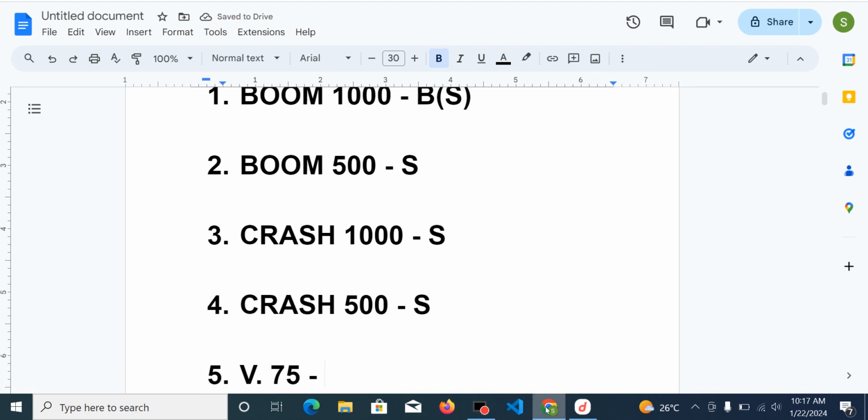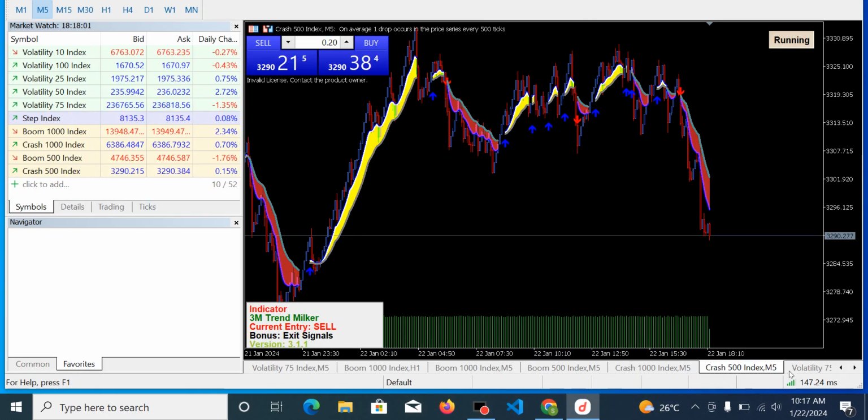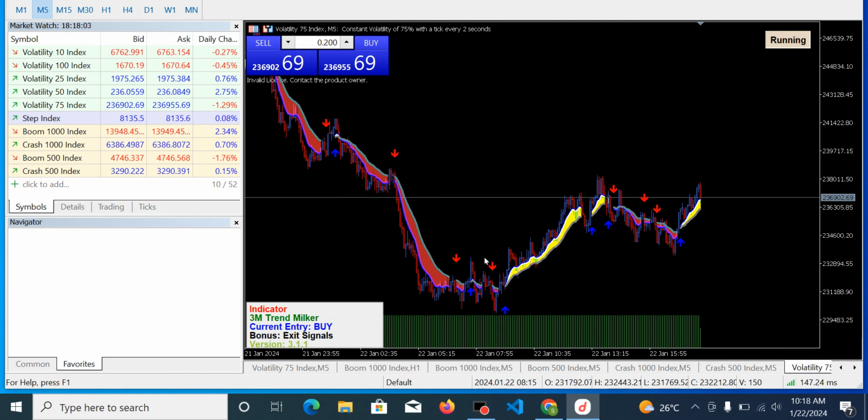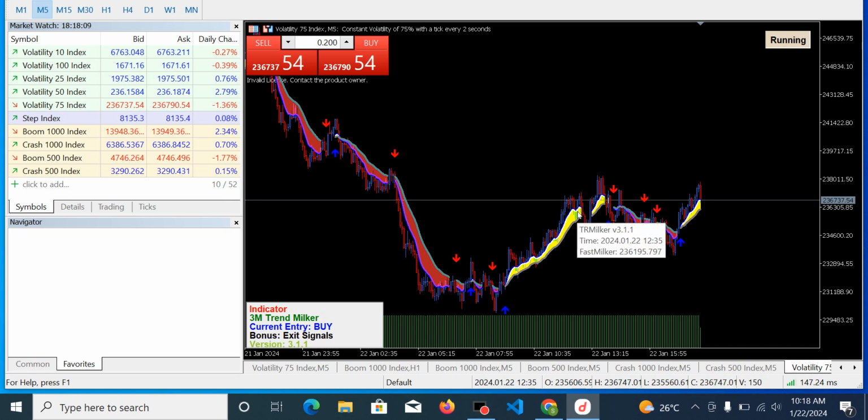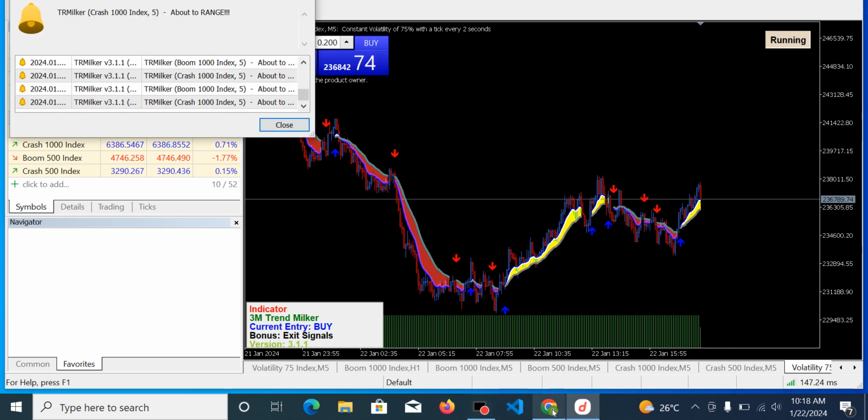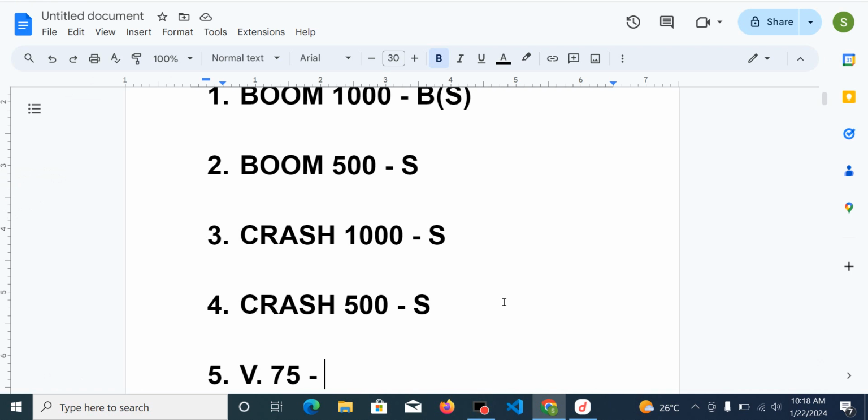The last asset we'll be checking out is going to be V75. Let's check it out right away. This is V75. It started a downtrend, got to this region and played around there, wasn't able to break out below the support zone, so it started a buy trend right from there, and it is still buying at the moment. So this is going to be giving us more of a buying opportunity than a selling opportunity.